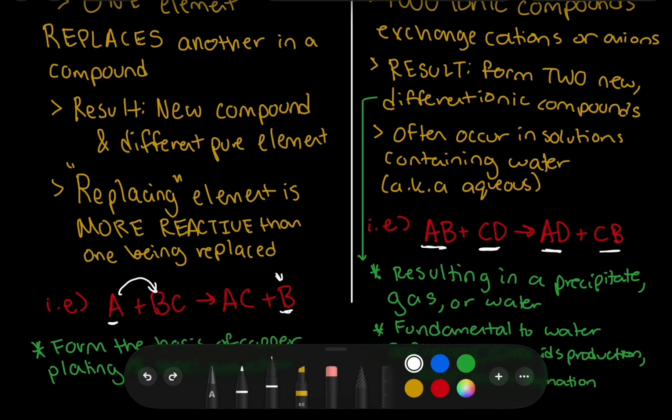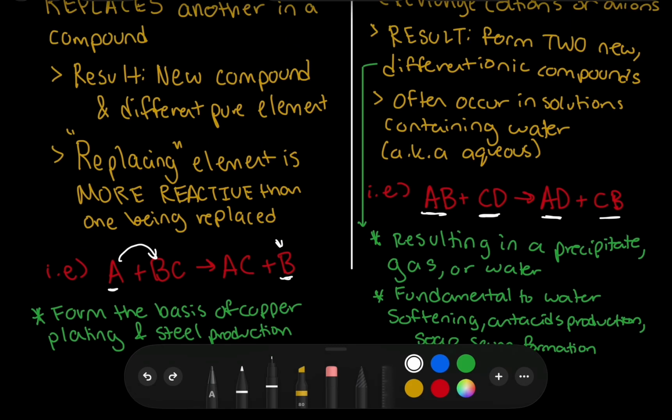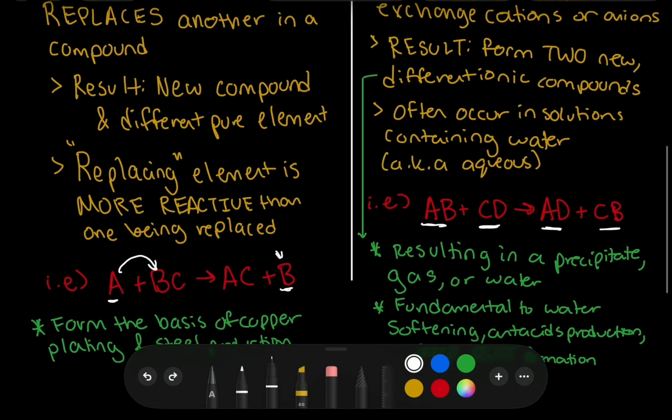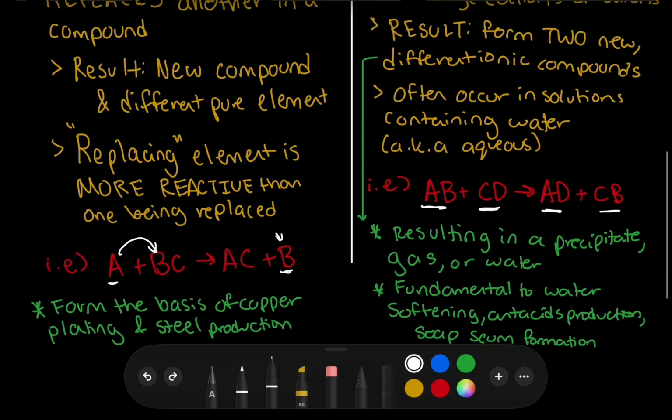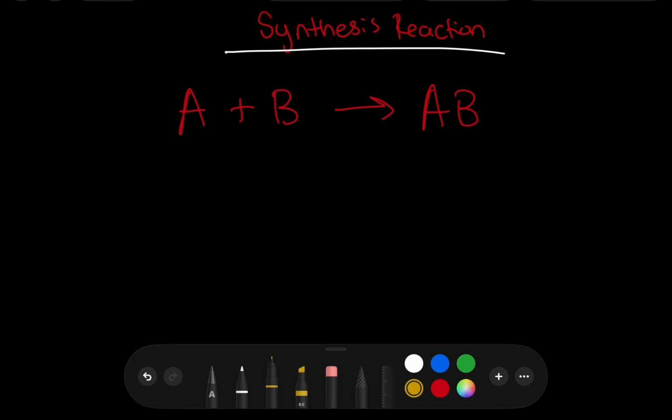I want to add that on top of forming two new and different ionic compounds, it also results in a precipitate, gas, or water. Also, these double replacement reactions are fundamental to water softening, antacid production, and soap scum formation. So these different reactions are visible in the real world, and we can see how these reactions shape physical things.